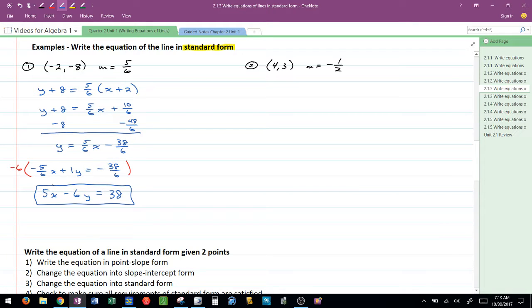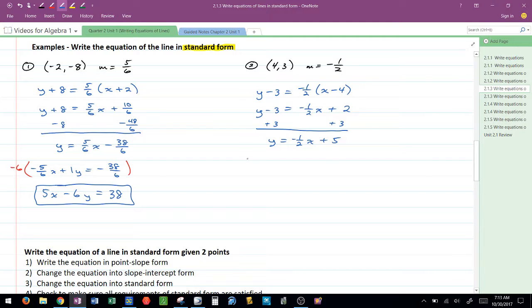Okay, let's try this next one. Go to point slope. Y minus 3 equals negative 1/2 times x minus 4. Distribute. Y minus 3 equals negative 1/2 x plus, now I know that half of 4 is just 2, so I'm going to write 2. Add the 3. I am y equals negative 1/2 x plus 5, and again this is slope-intercept.